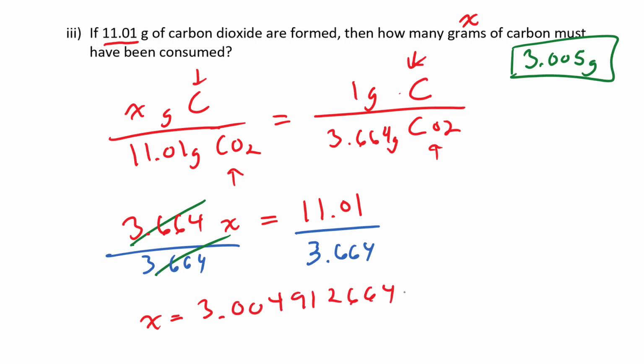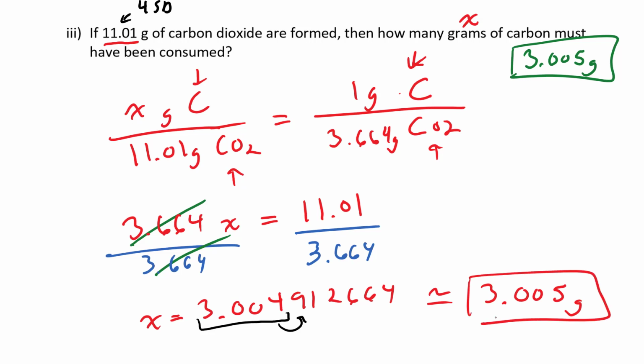Those cancel out. And we're left with here x being equal to 3.004912664. Let's talk about rounding for a moment here. I'm going to round this off to how many significant digits? I'm going to round it off to 4. Why? Because the number here was given as 4 significant digits. We'll cover this in more detail later on. So 1, 2, 3, 4. I look at the number beside that. It's a 9. So this rounds off to 3.005 grams. Don't worry about significant digits for now. That's a problem for another day.